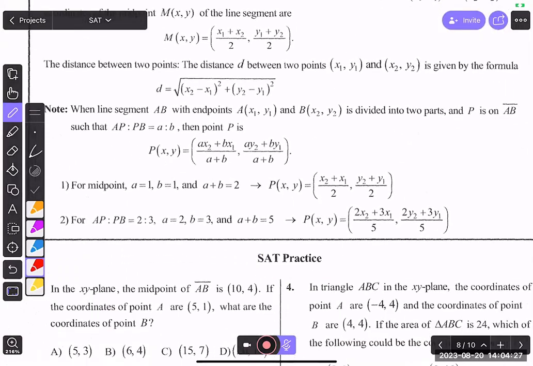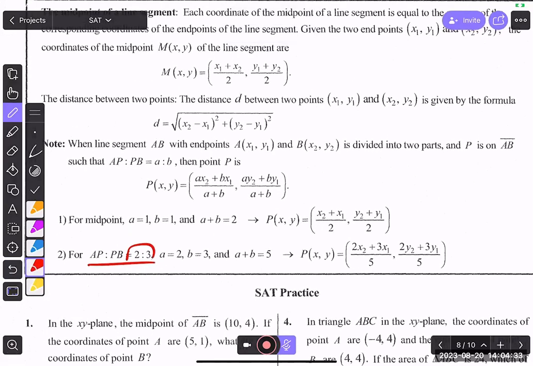You can see here, for this AP to PB ratio is 2 to 3, right? So what that means is that P is closer to point A than it is to point B, right? And then the idea is, well, you would just plug in one of your numbers is 3 times, one of your numbers is 2 times instead. And then you divide by 5. That's kind of the idea behind a weighted average.